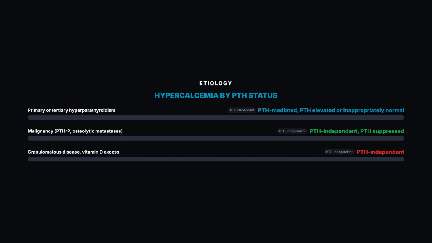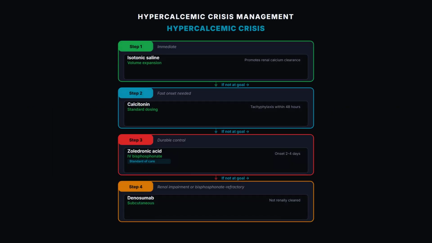Hypercalcemic crisis management is sequenced by onset of action. Isotonic saline first for volume expansion and renal calcium clearance. Calcitonin next for its fast onset, but expect tachyphylaxis within 48 hours. Bisphosphonates like zoledronic acid provide the durable effect, but take 2 to 4 days to peak. Denosumab is your fallback in renal impairment or bisphosphonate-refractory disease, since it isn't renally cleared.